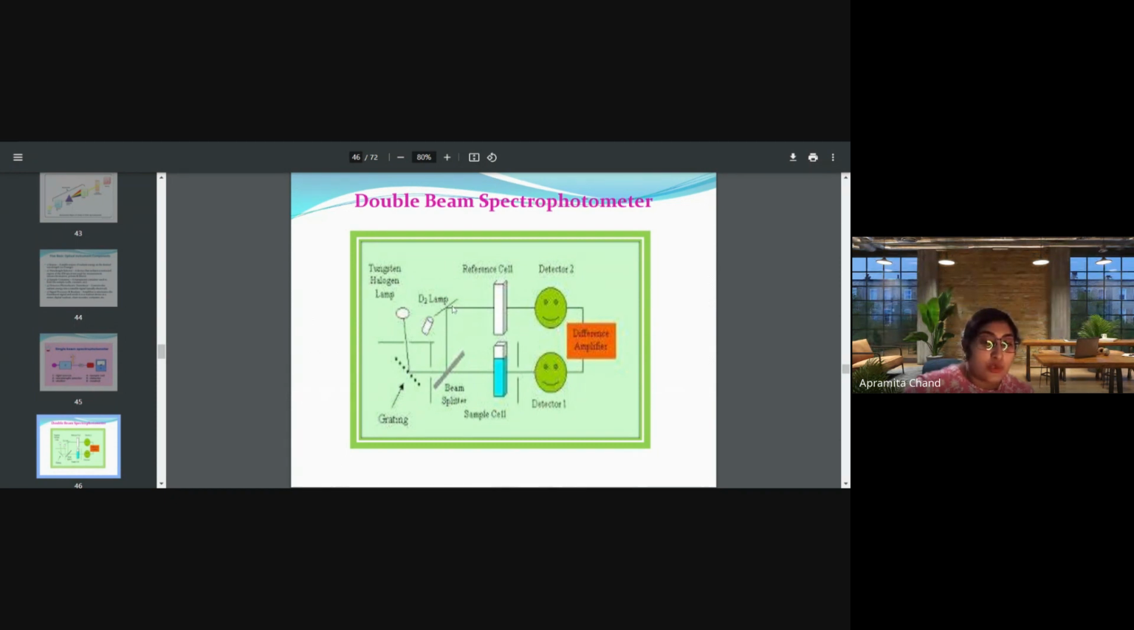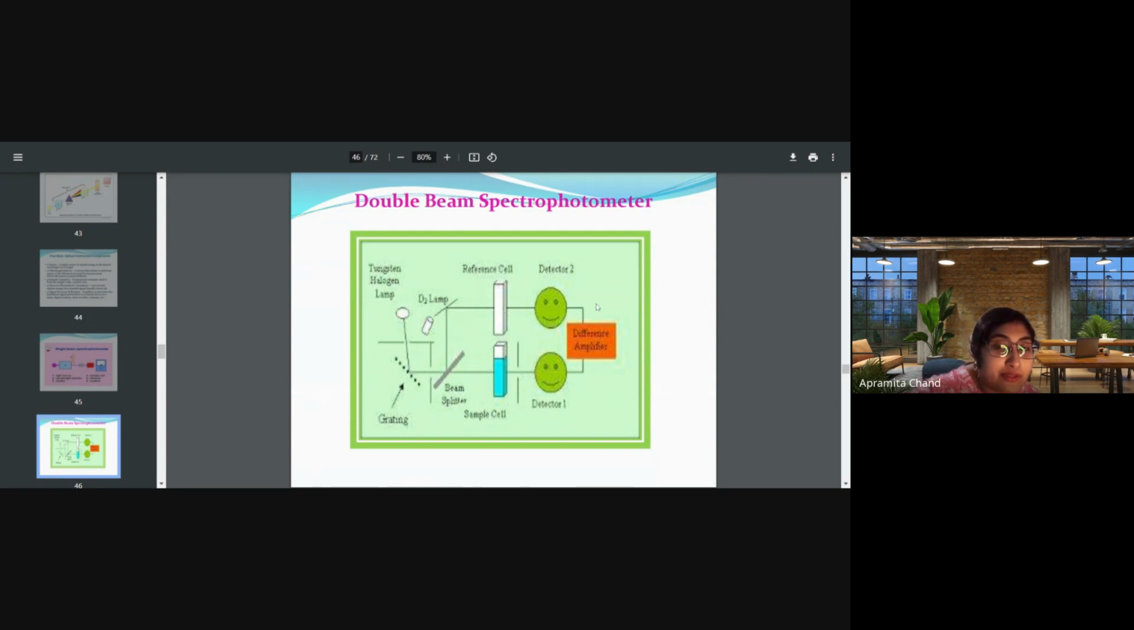So you will have a source, and two kinds of sources will be there. The light will fall through the reference cell. Here, this will be the sample cell. This will be the blank solution. This will be the sample solution. And the detector will detect both the signals. And the signal difference will be amplified.